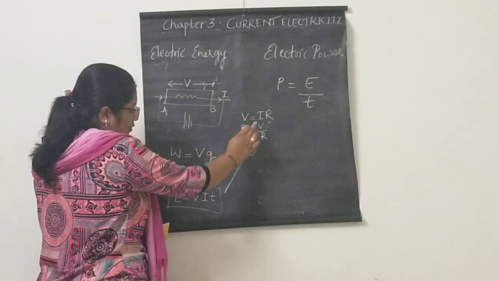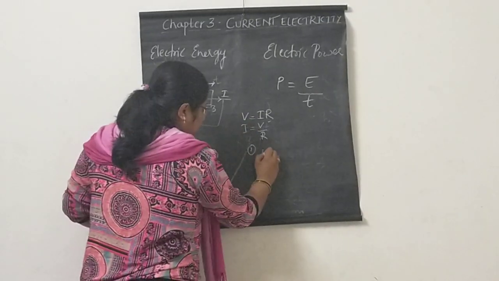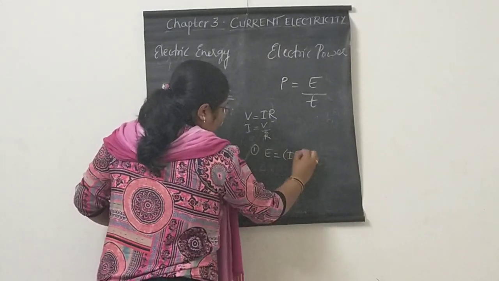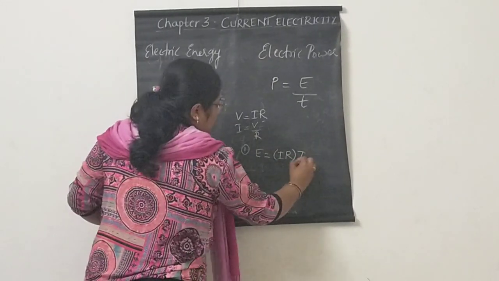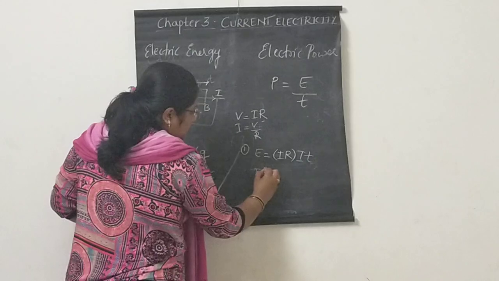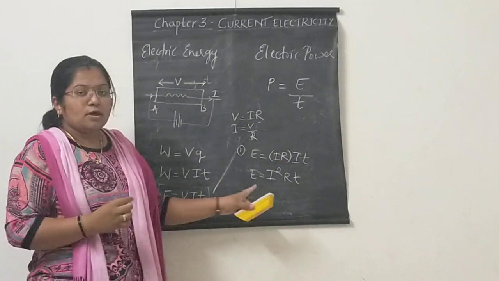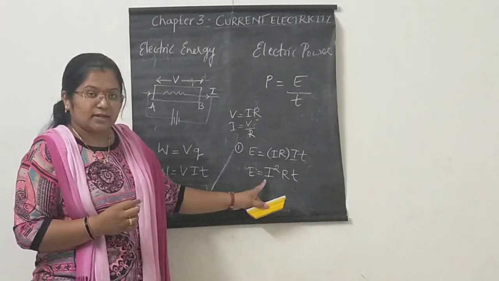E is equal to VIT is there. Instead of V you use IR. So what is E equal to? Instead of V I am using IR, and I into T. So E is equal to I square R T. So this is the first form of electric energy.